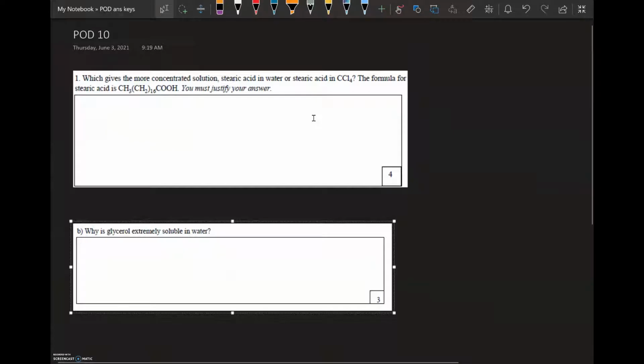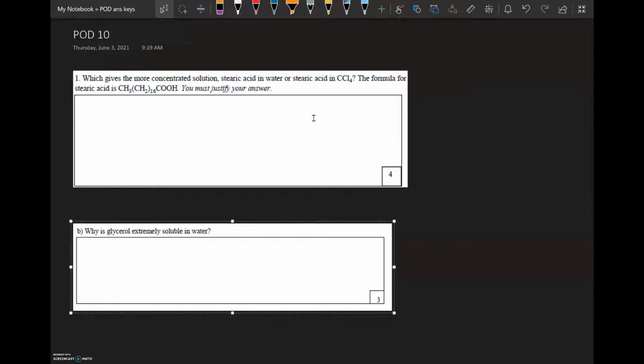So in this particular video, we're going to be working on POD10, and there are two problems that I picked out from this POD that I'm going to work for now, and I'll pick a couple of others later. So this deals with solutions and how things dissolve into different types of solvents.